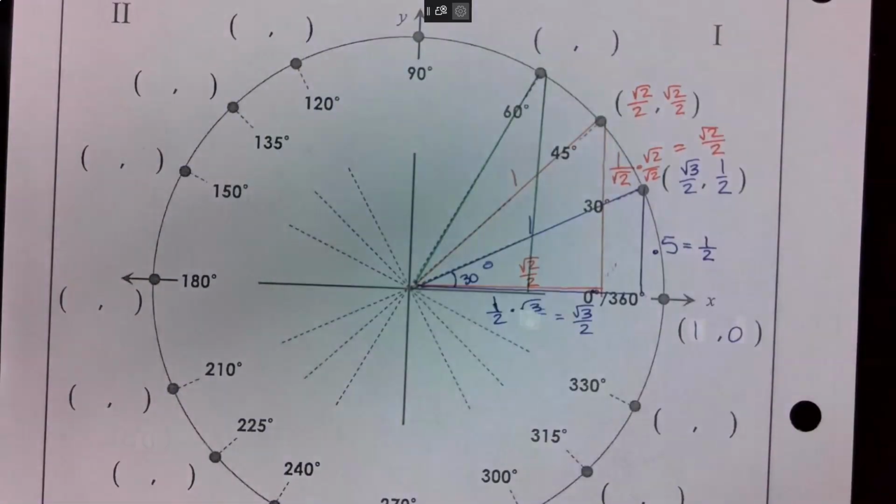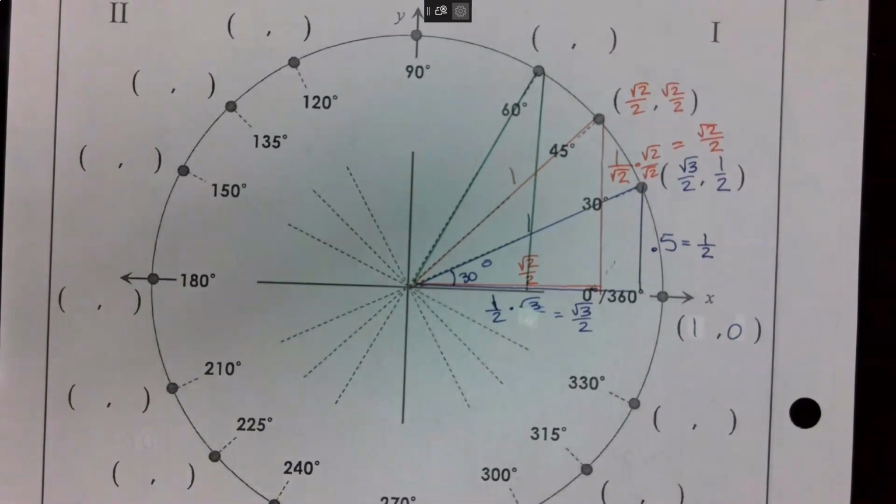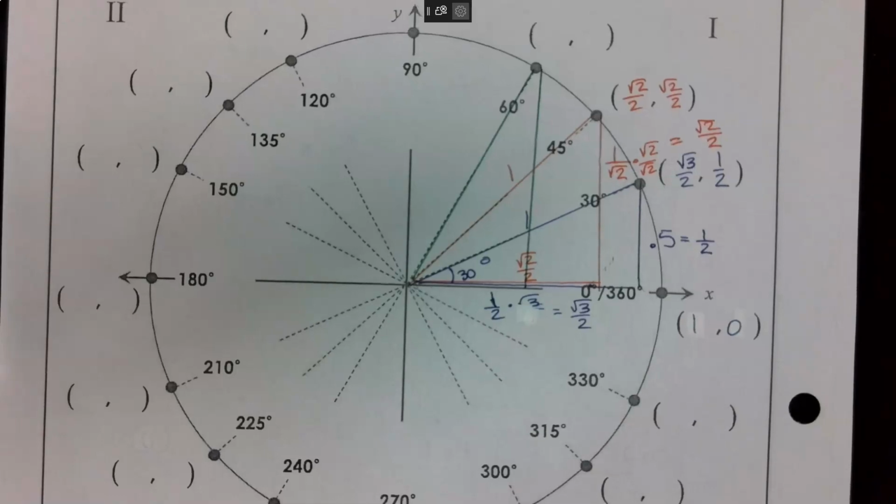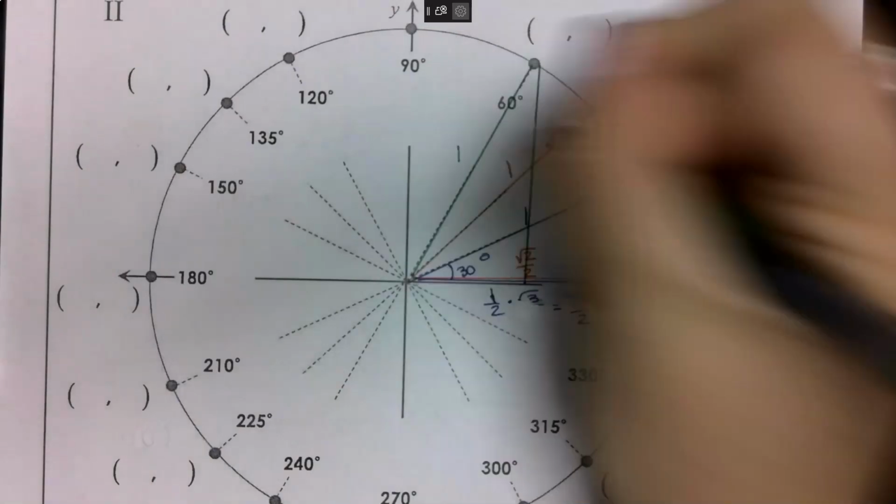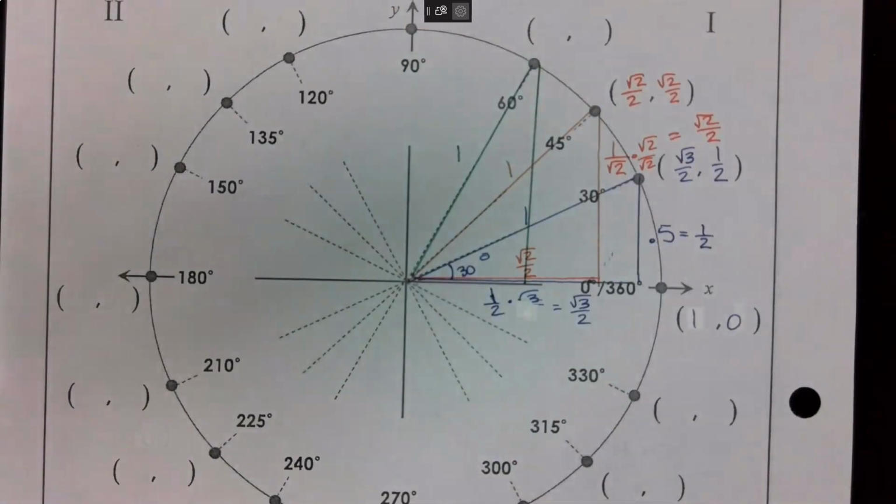Okay, so then at 60 degrees, I have this triangle, which, if you could see, I did in a completely different color. My radius again is 1. It's a unit circle, so it told me on the front side that the radius of a unit circle is always 1.